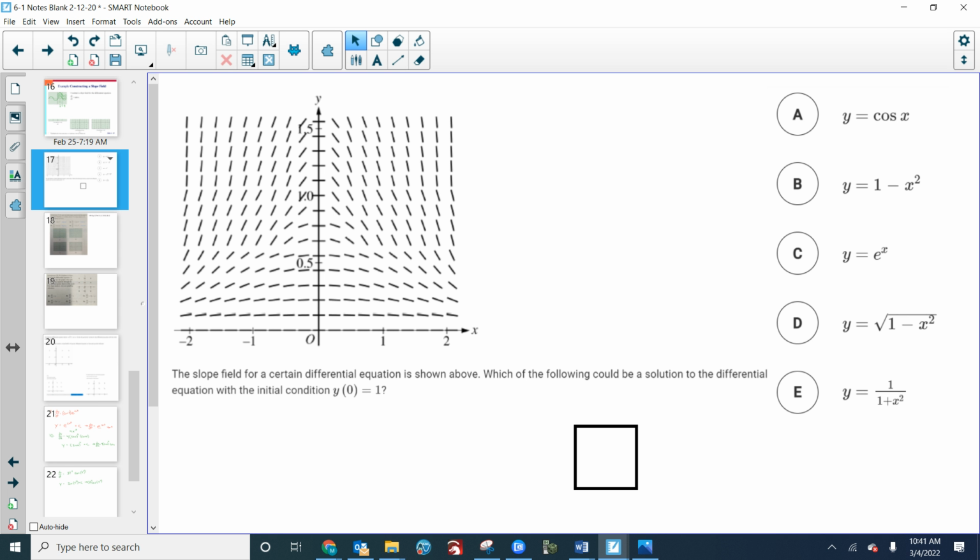All right? The slope field for a certain differential equation is shown above. Which of the following could be a solution to the differential equation with the initial condition y of 0 equals 1? All right, so what do you notice we're trying to find? The original. We're trying to match it with the original function.